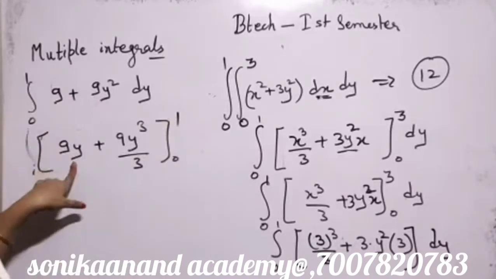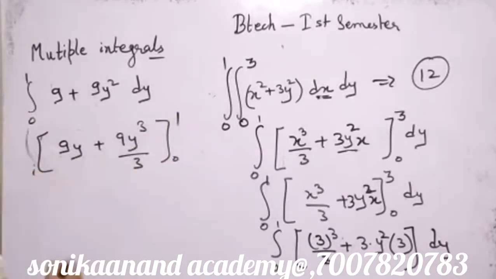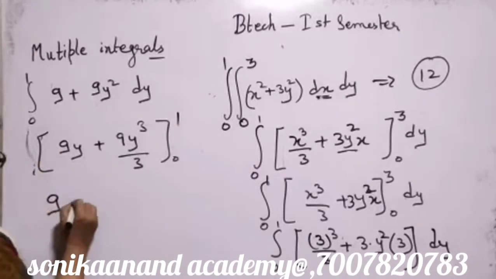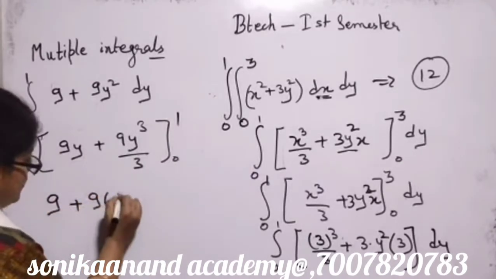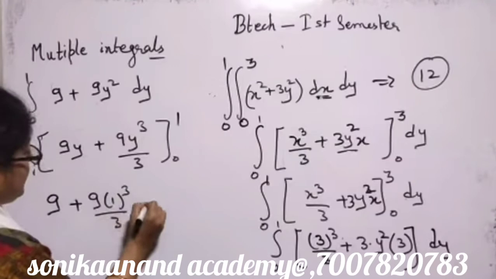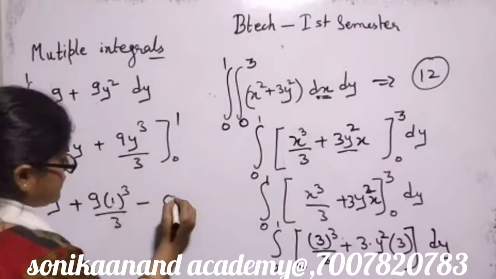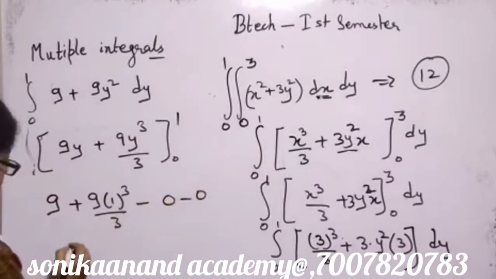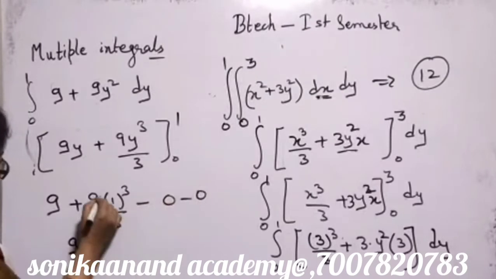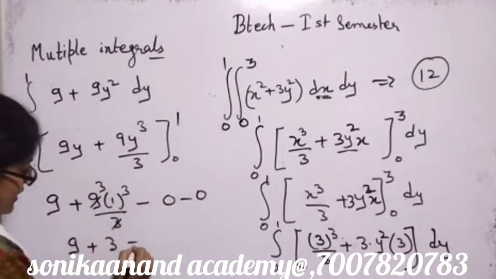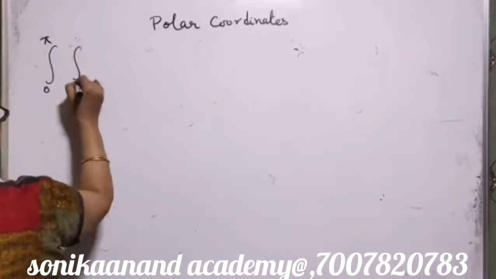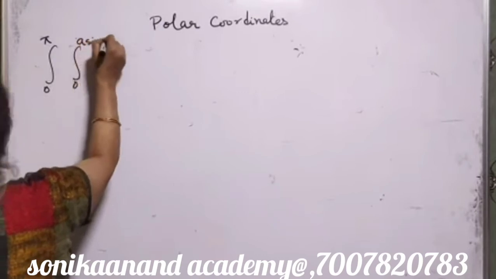Now, substituting the value y equal to 1 in the given equation, we get 9 plus 9 times 1 cube over 3, minus, both of the values become 0. Now here we get 9 plus 3, which is 12.